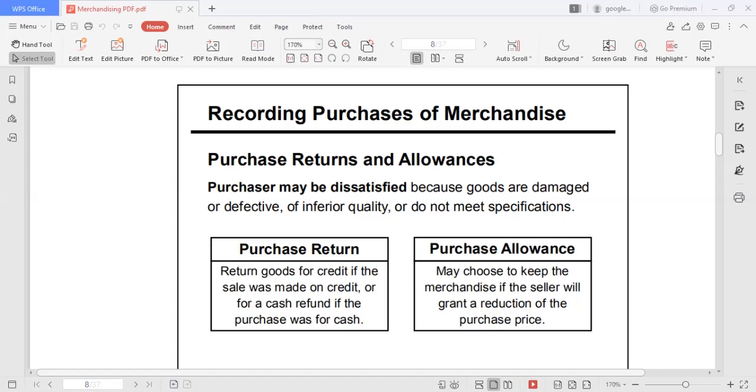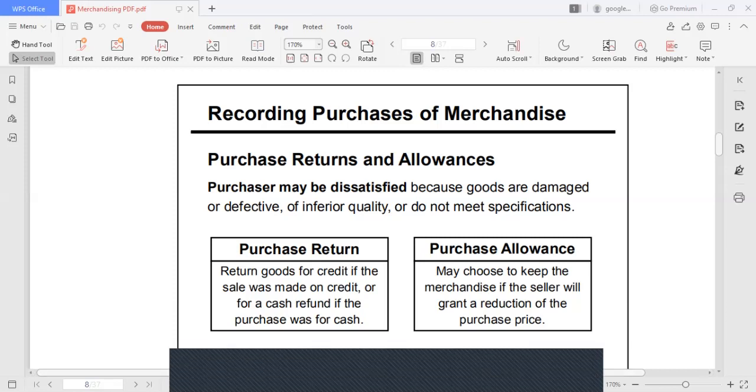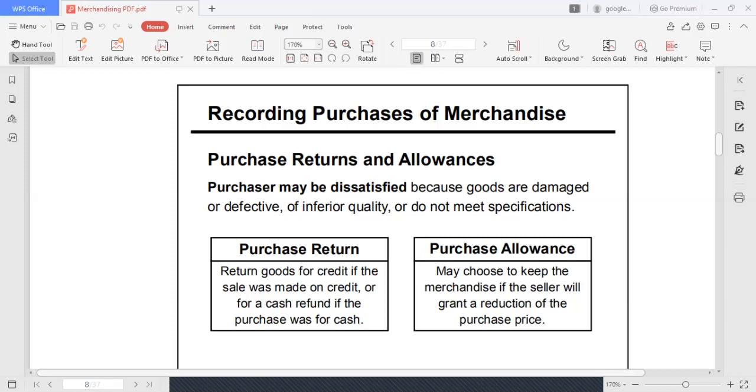So what's the difference between a purchase return and a purchase allowance? In this case, a purchase return is returning goods for credit if the sale was made on credit, or for a cash refund if the purchase was for cash. For a purchase allowance, the buyer may choose to keep the merchandise if the seller will grant a reduction of the purchase price.